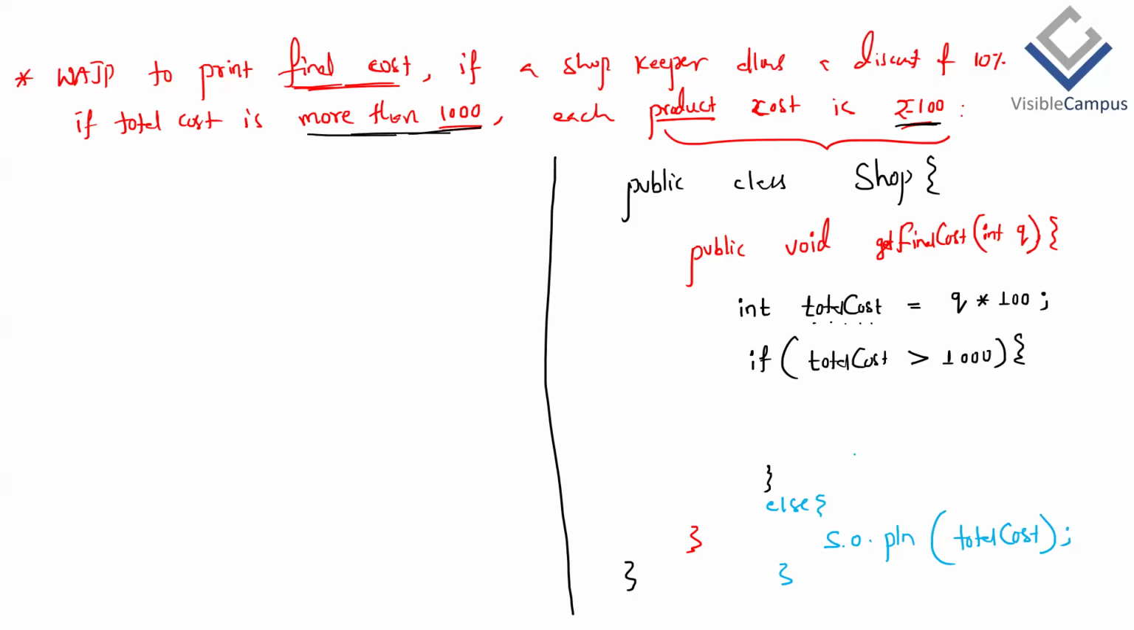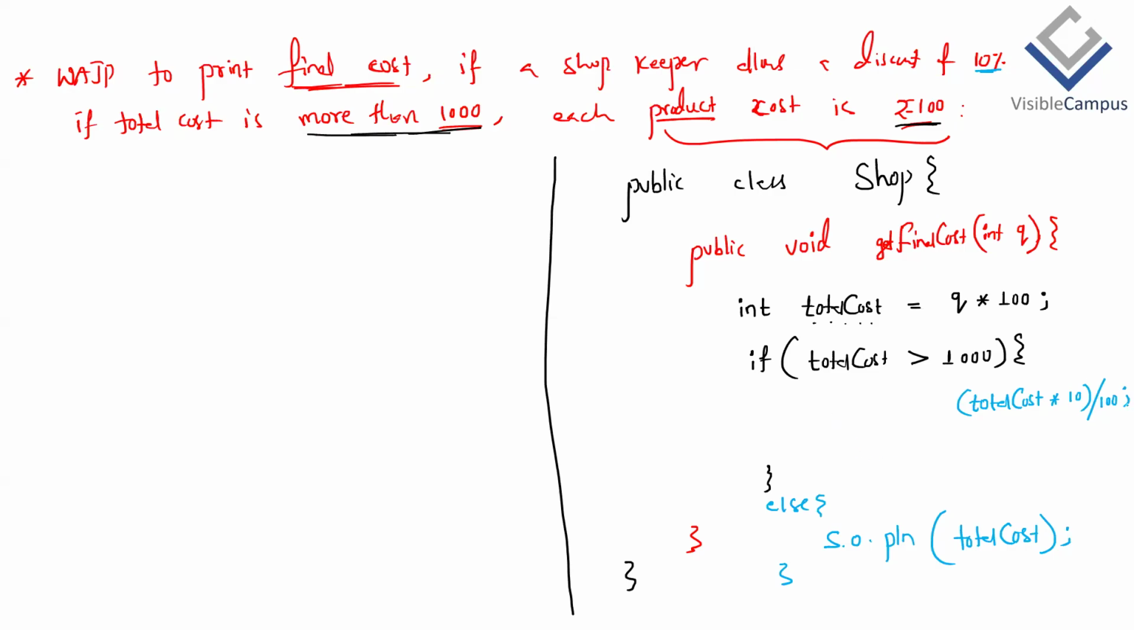But in this if part, we have to apply some discount. Will the discount be added to the total cost or taken away from the total cost? Taken away. So how to apply the discount on the total cost amount? How much is the discount? 10%. Therefore, totalCost into 10, then divided by 100, we can use. Also, if 10% is the discount, then 90% of total cost also we can use. That's a different way of writing the same program.